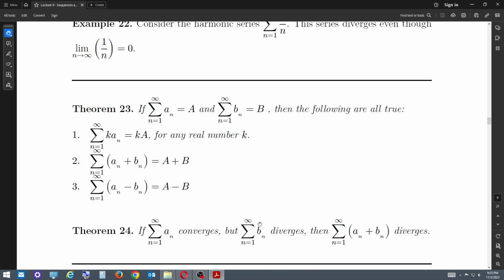One thing to note: suppose I had a convergent series and a divergent series, and I add those terms. Because one is divergent, when you add them together, it will diverge. So just be aware of that. If you add two divergent series, that's going into a different type of question, so I'll just leave this here for now.